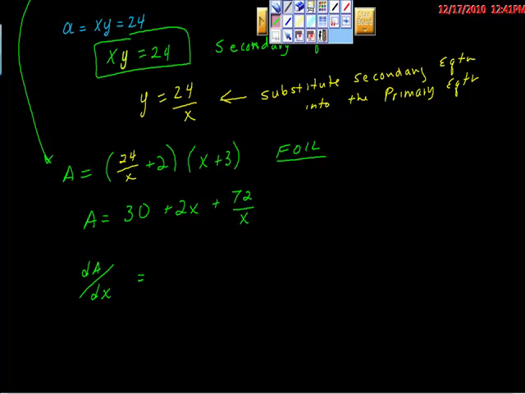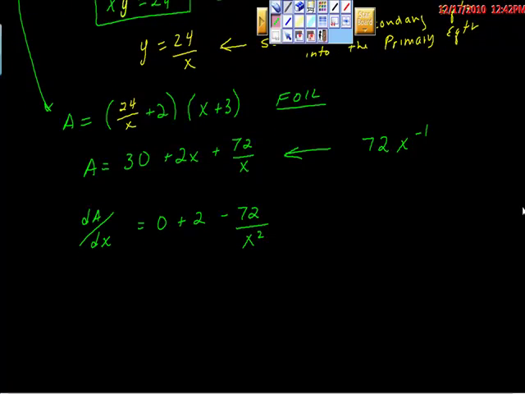is, well, what's the first derivative of 30? 0. First derivative of 2x. Isn't it true that 72 over x can be written as 72 times x to the negative 1? Yes? And therefore negative 1 times 72 is negative 72. Negative 1 minus 1 is negative 2, so this would go back under here, wouldn't it? So far, so good? Okay.